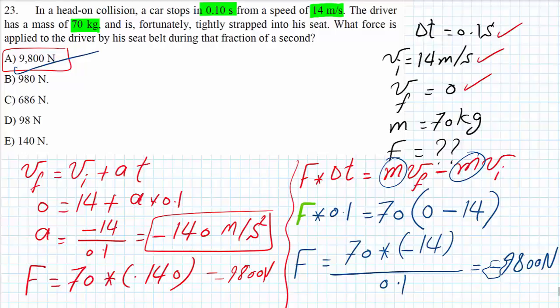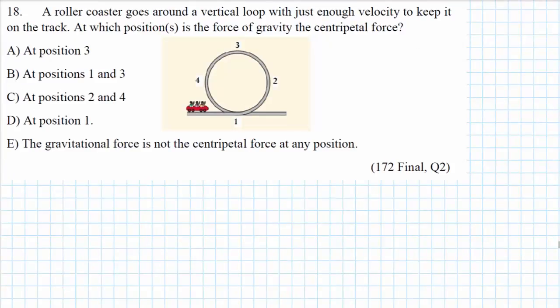So you can solve it using Newton's second law or using the impulse and momentum equation. A roller coaster goes around a vertical loop with just enough velocity to keep it on the track. At which position is the force of gravity the centripetal force? The force of gravity is the weight. So at which position will the weight be the centripetal force? Let's see.